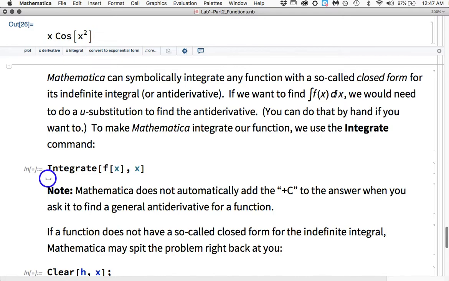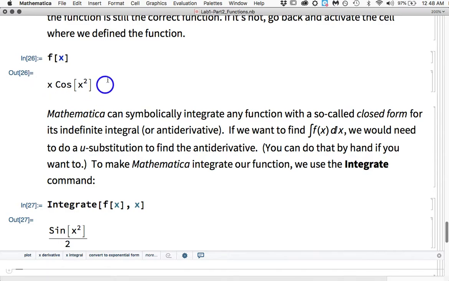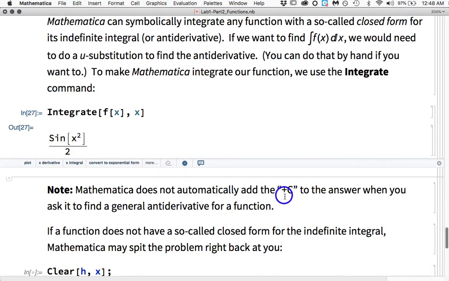The integrate command's name is Integrate, and the syntax is pretty simple. It's Integrate, what do you want me to integrate, and what variable am I integrating with respect to? So this is the integral of x times cosine of x squared. Now, x times cosine of x squared is easy to integrate. That is just a basic u substitution. And if you want to, you can stop the video and integrate it by hand, and you'll get this. Now, you should notice that Mathematica does not add the plus c. And the reason why is that it was a programming decision.